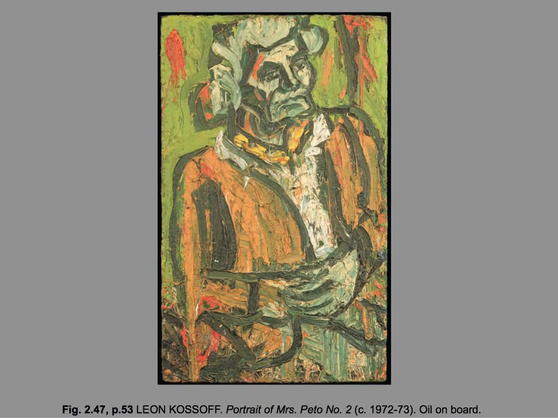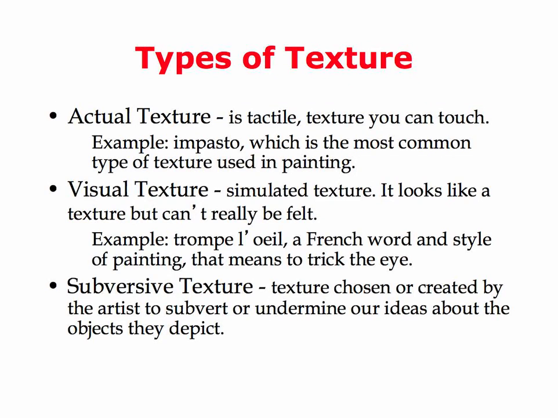So let's look at some different types of texture. Actual texture is the texture you can touch, what something feels like. So that impasto paint, you could actually touch it and feel the texture of it. Visual texture is simulated texture. It looks like actual texture, but it's not. It's actually smooth or flat.